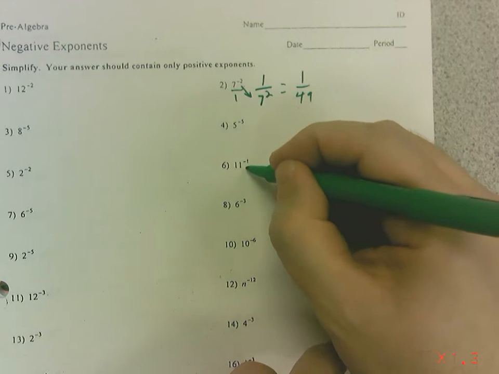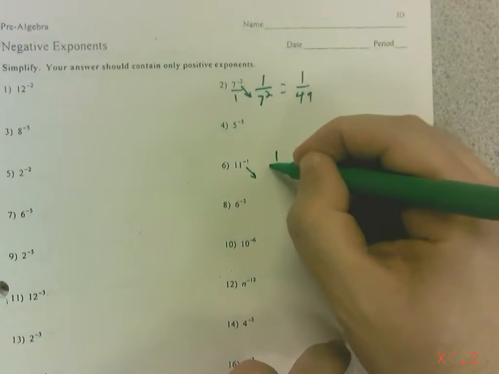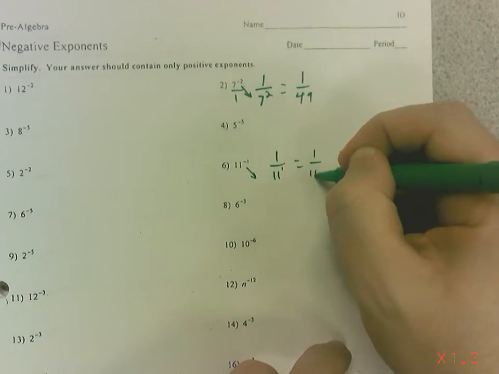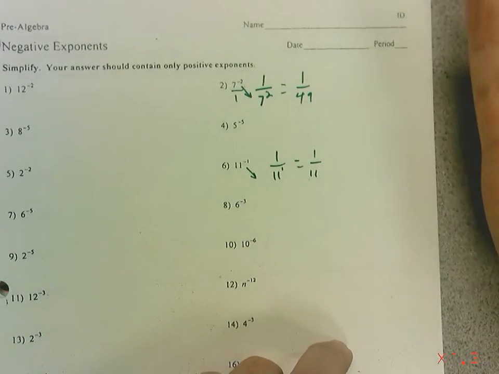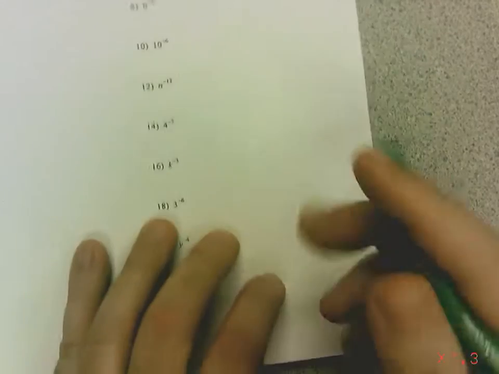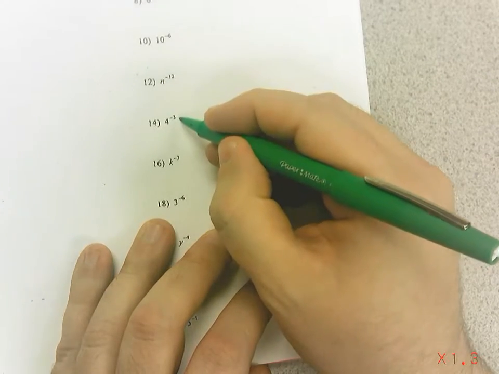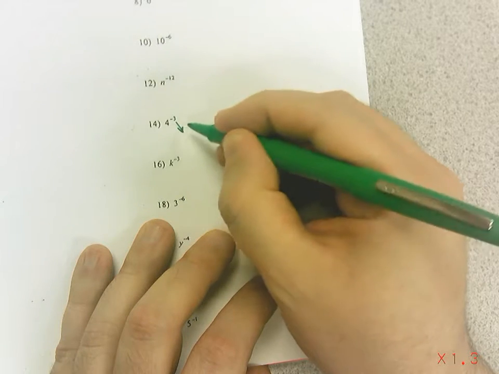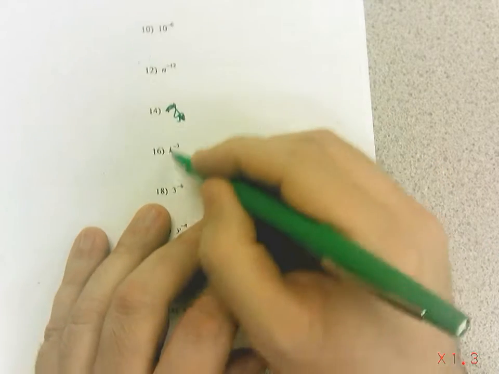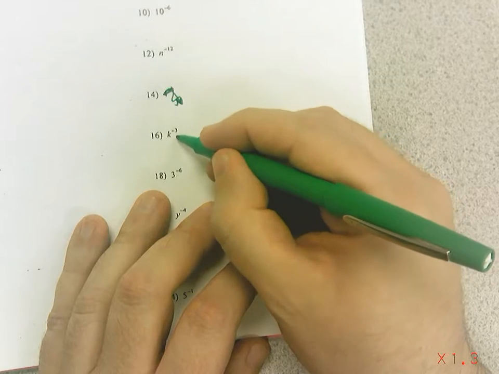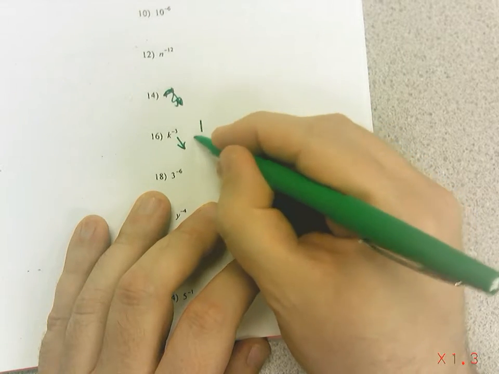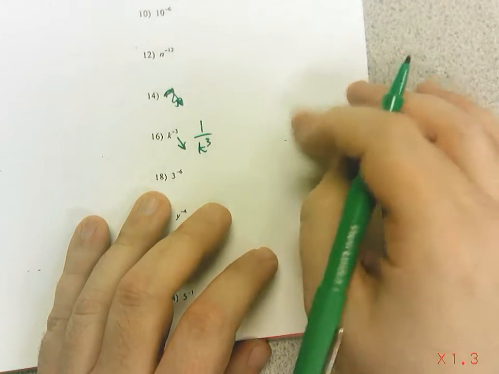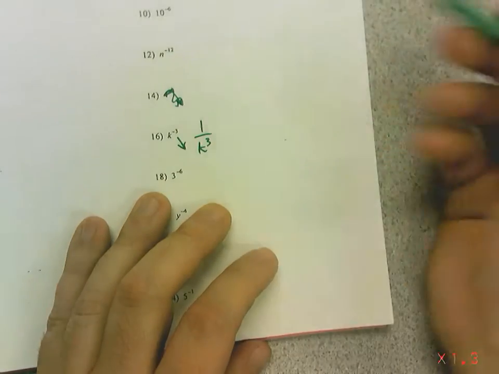So 11 to the negative 1, make him happy. You push him downstairs, it becomes 1 over 11 to the positive 1, which is just 1 over 11. Okay? That's pretty much all you're doing. Same with a variable. Let's do k to the negative 3. K to the negative 3 goes downstairs: 1 over k to the third power. I can't really simplify that anymore because I don't know what k is, so that's my final answer there.